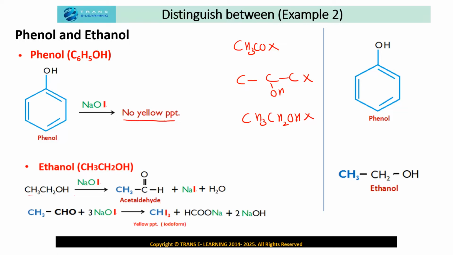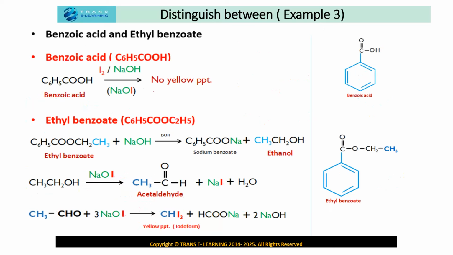Whereas ethanol, on reaction with sodium hydroxide and iodine, is going to give you the methyl ketone. This methyl ketone on consecutive reaction with sodium hydroxide and iodine will give you the yellow precipitate of iodoform. Got it? Next is the benzoic acid and the ethyl benzoate.